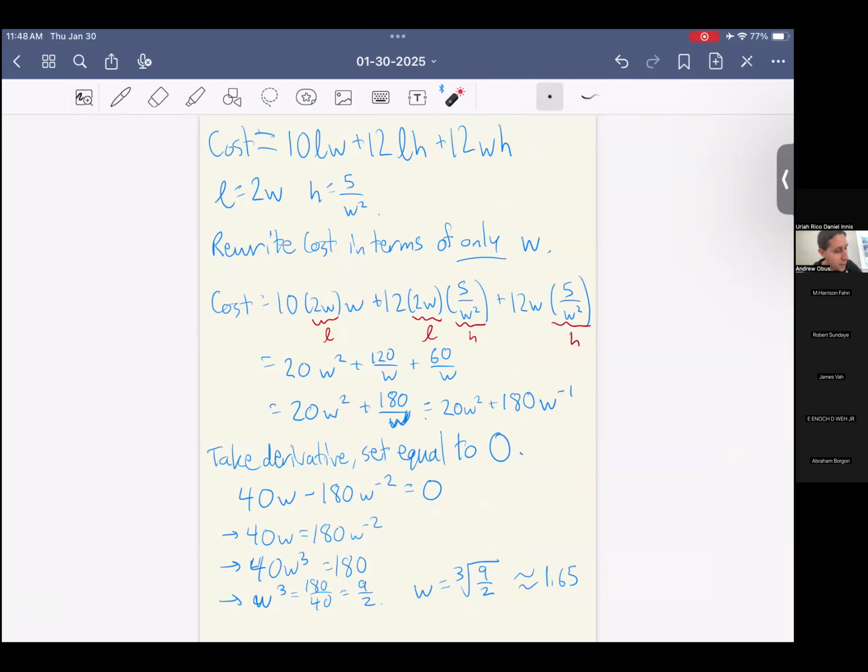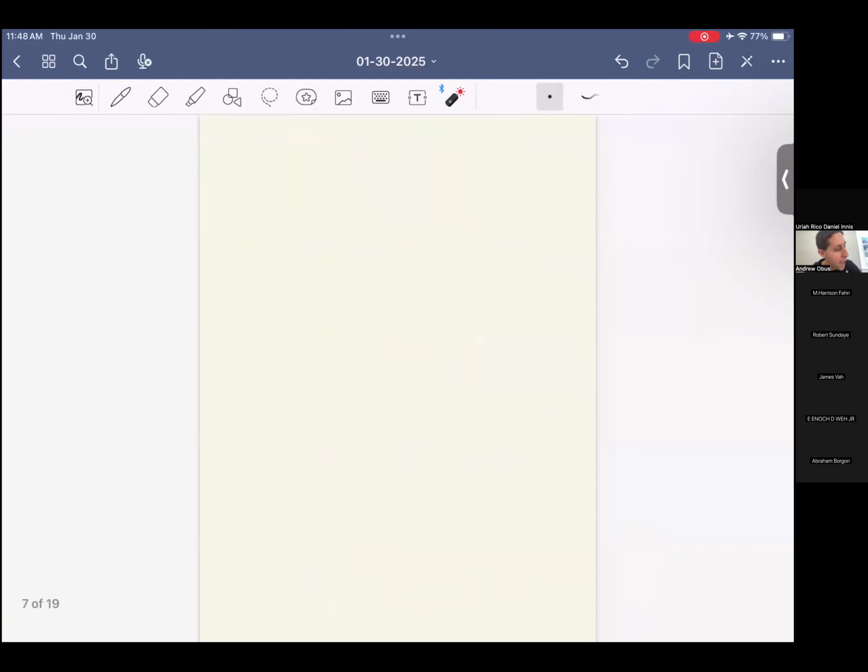So I'm just going to rewrite this. We'll take one more page. So we have that the width is approximately equal to 1.65. And so the cost is equal to 20 times the square of the width plus 180 divided by the width. And so I'll just plug it in. So 20 times 1.65 squared plus 180 divided by 1.65. So this is going to be roughly $163.54.